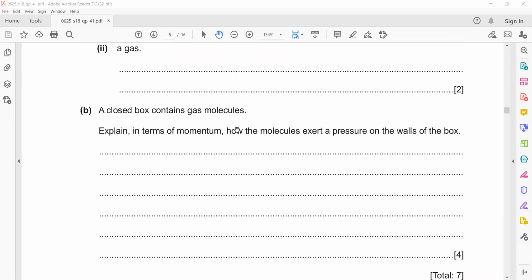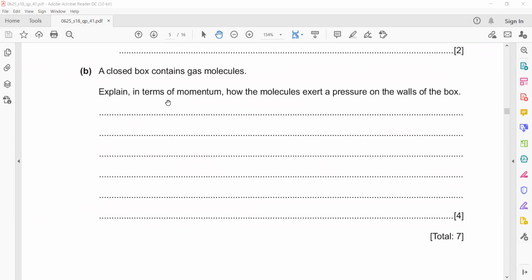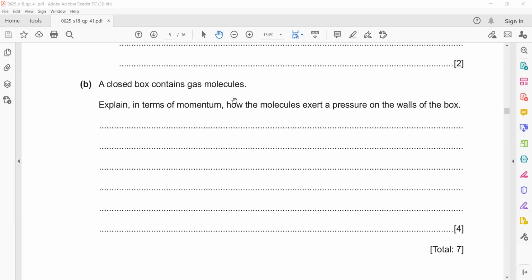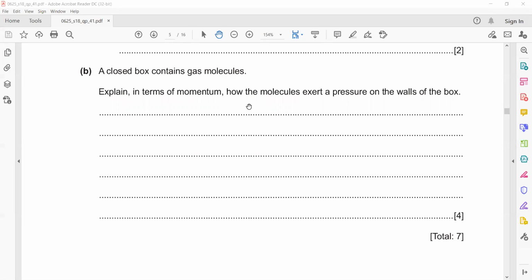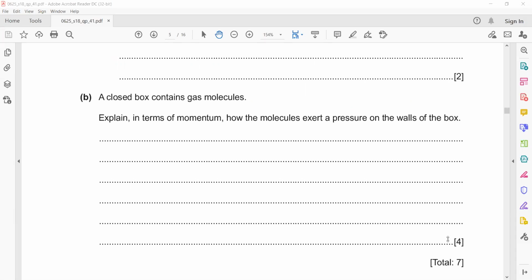The next part: a closed box contains gas molecules. In terms of momentum, how do the gas molecules exert pressure? It is worth 4 marks. Yeah, that's a complete answer.